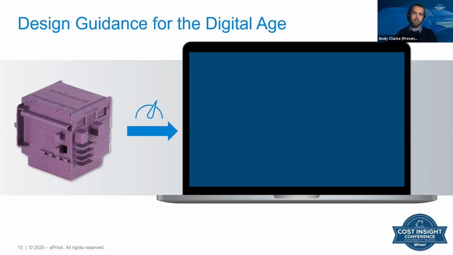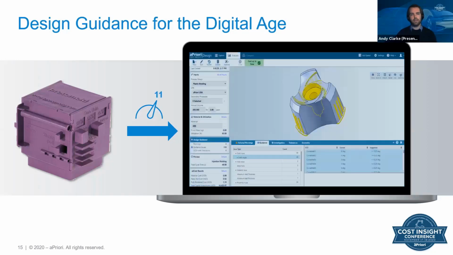But what aPriori does is it turns that intention of design and applies it specifically to your part. So turning that design guidance up to 11, making it right for the digital age. And we can see here we have a part, and I'm looking at draft issues, and you can see those draft issues are actually painted onto the part.